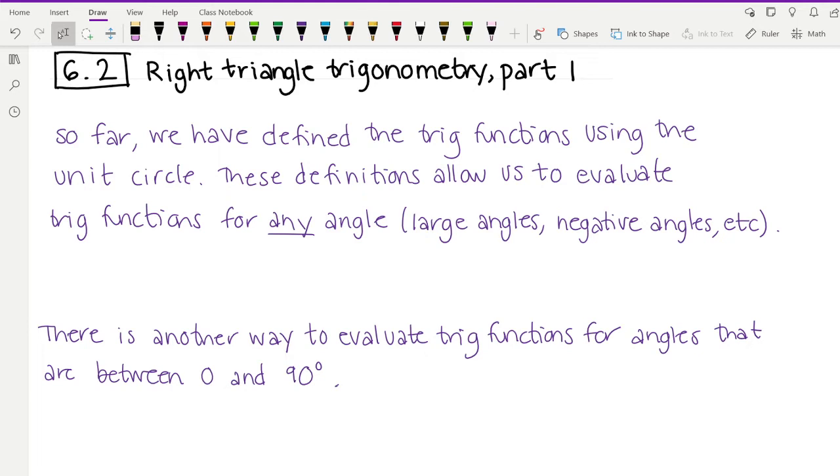Everyone. So in this video, we're going to be learning about a different approach to trigonometry. We'll see that for certain angles, you can use right triangles without the context of the unit circle in order to evaluate the trigonometric functions. This is the approach to trigonometry that a lot of people are taught first. So there's a good chance that a lot of you have actually seen this kind of approach before.